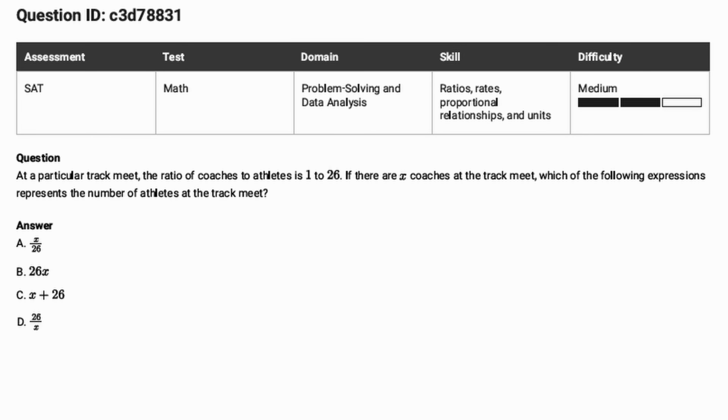Here's the second question. At a particular track meet, the ratio of coaches to athletes is 1 to 26. If there are X coaches at the track meet, which of the following expressions represents the number of athletes at the track meet? So there are 26 times more athletes than there are coaches. So if we're trying to find the number of athletes and X is the number of coaches, 26 times the number of coaches, X, is going to be the number of athletes. So 26 times X, or B. And so that is pretty much conceptually what ratios are, right?